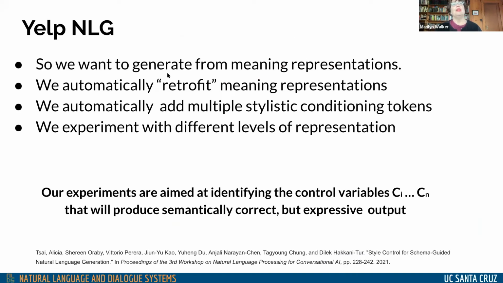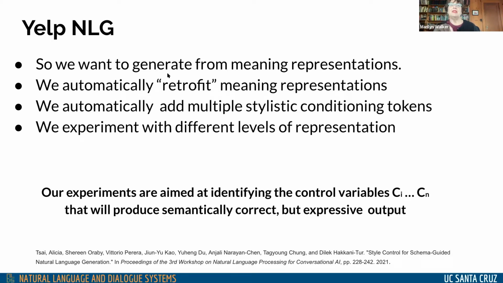So what we want to do is generate from meaning representations, but obviously a corpus of user reviews doesn't automatically come with meaning representations. So what we're going to do in this case is create these conditioning markups by doing what we call retrofitting of meaning representations. And I'll explain this in a lot of detail. We automatically add multiple stylistic conditioning tokens as well.